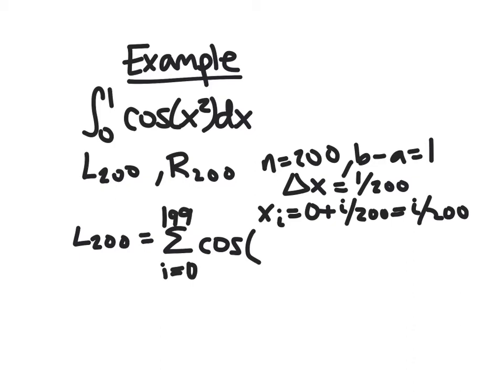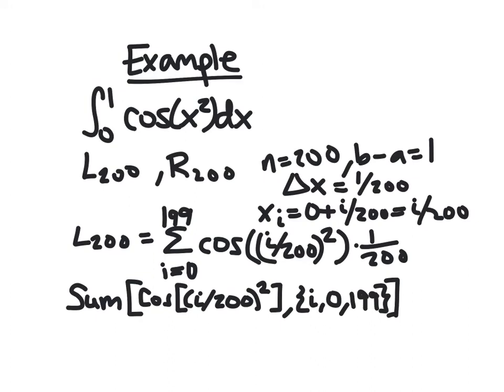of cosine of xi, which in this case again is i over 200 but squared, right, because it's cosine of x squared, times delta x, so times 1 over 200. So to use Mathematica, this is what you would want to do for this sum.